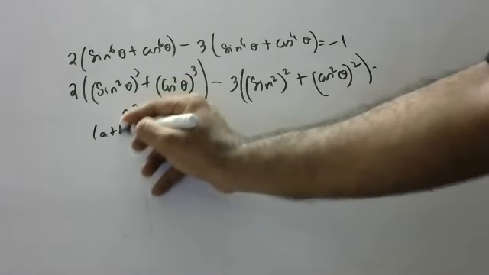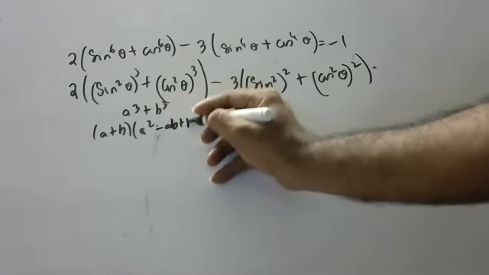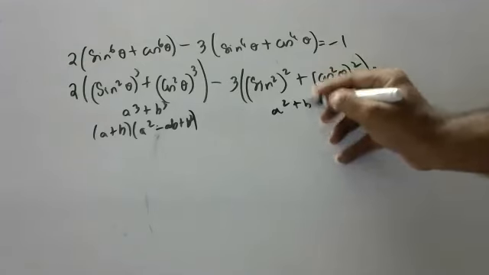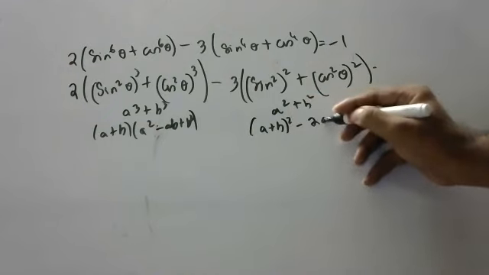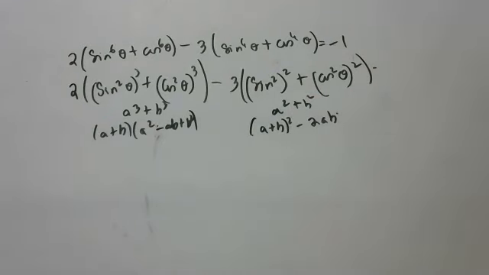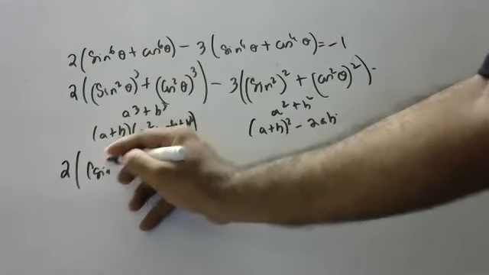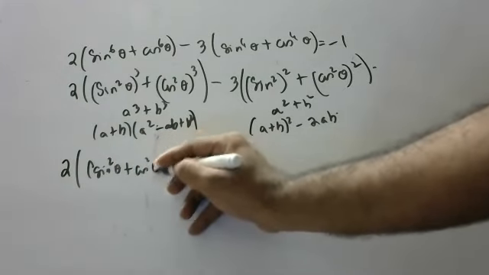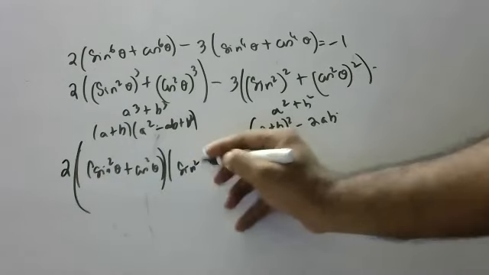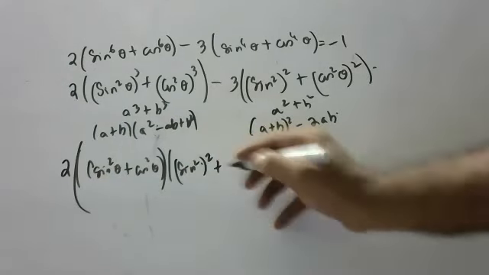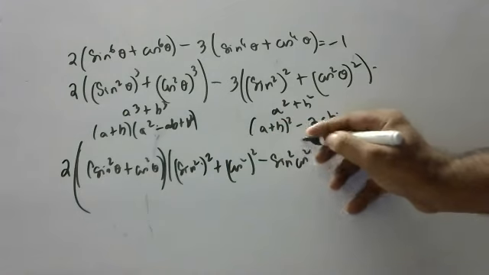What is the formula? A plus B into A square minus AB plus B square. And this is the form of A square plus B square formula. Children, what is A? Sine square theta. What is B? Cos square theta. A square means sine 4 theta, sine square whole square, and cos square whole square minus AB, which means sine square cos square.